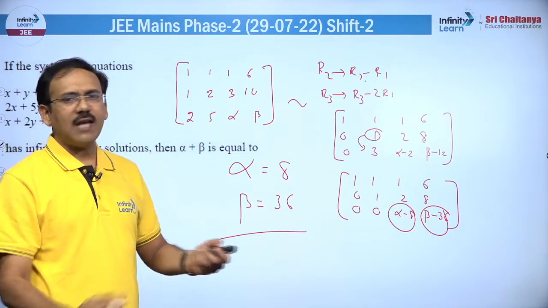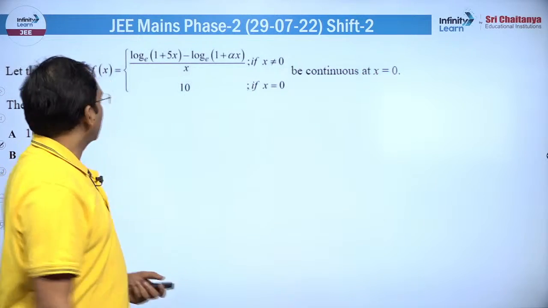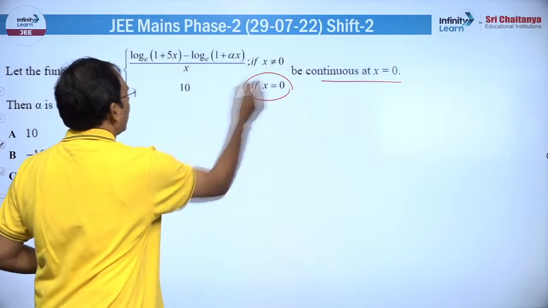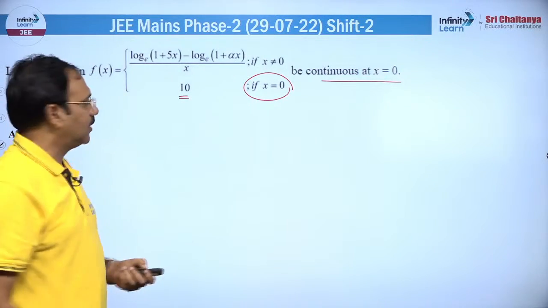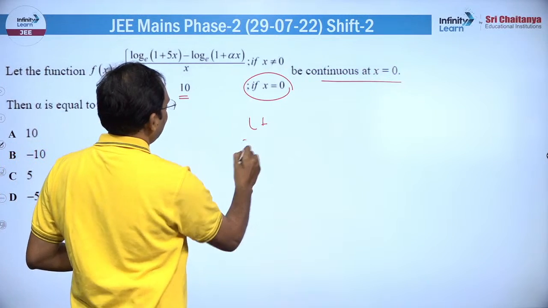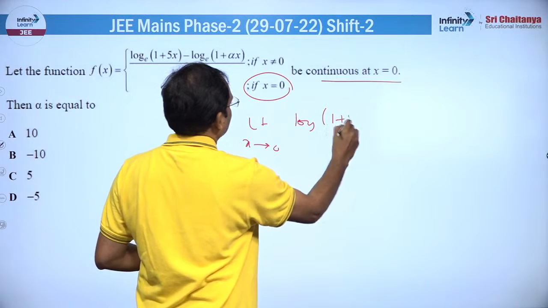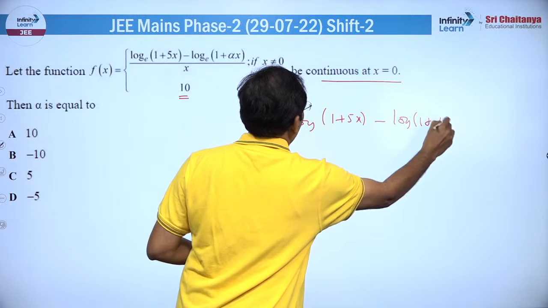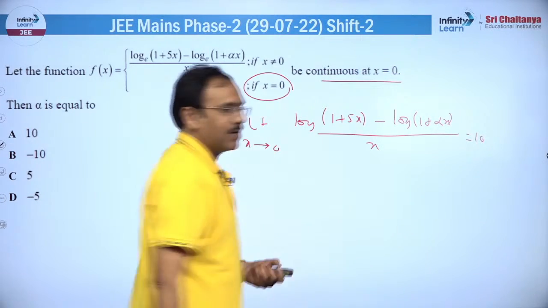A simple and direct question it is. Next, you see the fourth question. f of x is continuous at x equal to 0, and f of 0 is given as 10. So, he is asking us to find alpha. That means, my dear friends, the limit as x tends to 0 of (log of (1 plus 5x) minus log of (1 plus alpha x)) by x must also be 10, my dear friends.